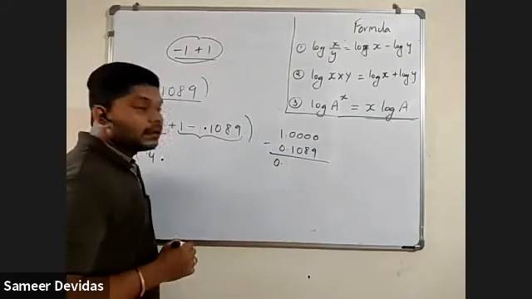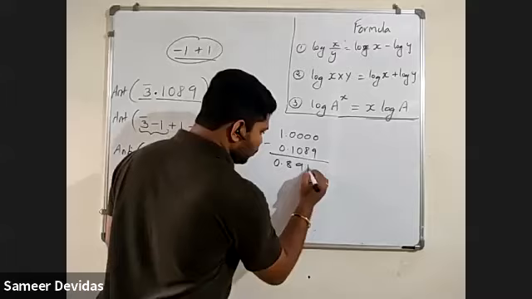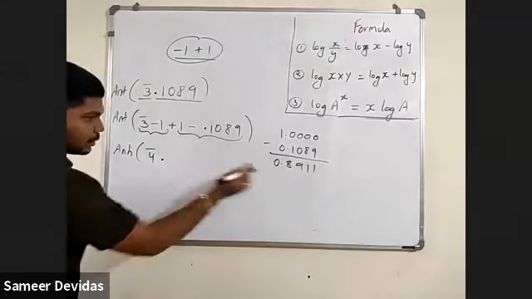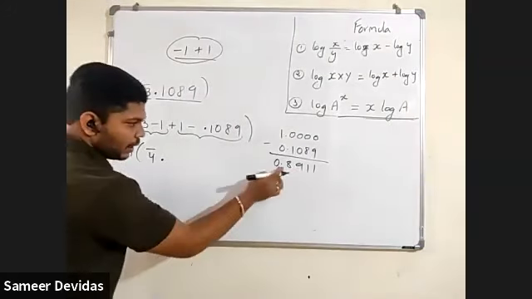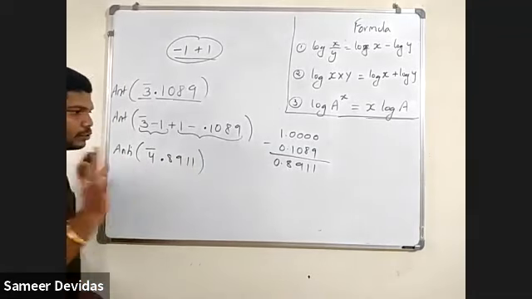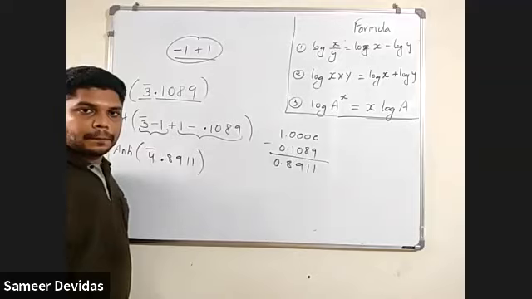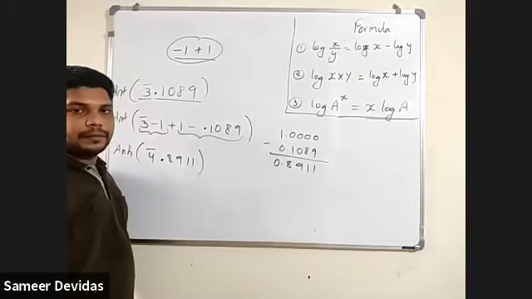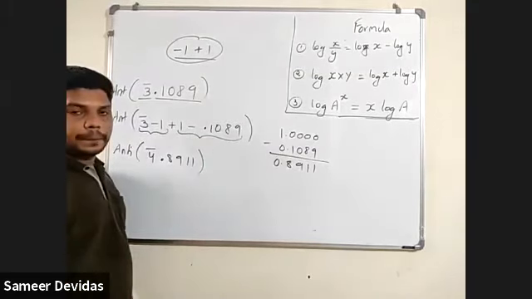0.8911. 0 point what? 8911. Is it correct? Please cross check and tell me. Yes, sir. Okay, good. So it is 0.8911. You are writing this as 0.8911. Have all understood what I have done here? Please check once and tell me if you have not understood anything. Check this part and tell me which part you have not understood.